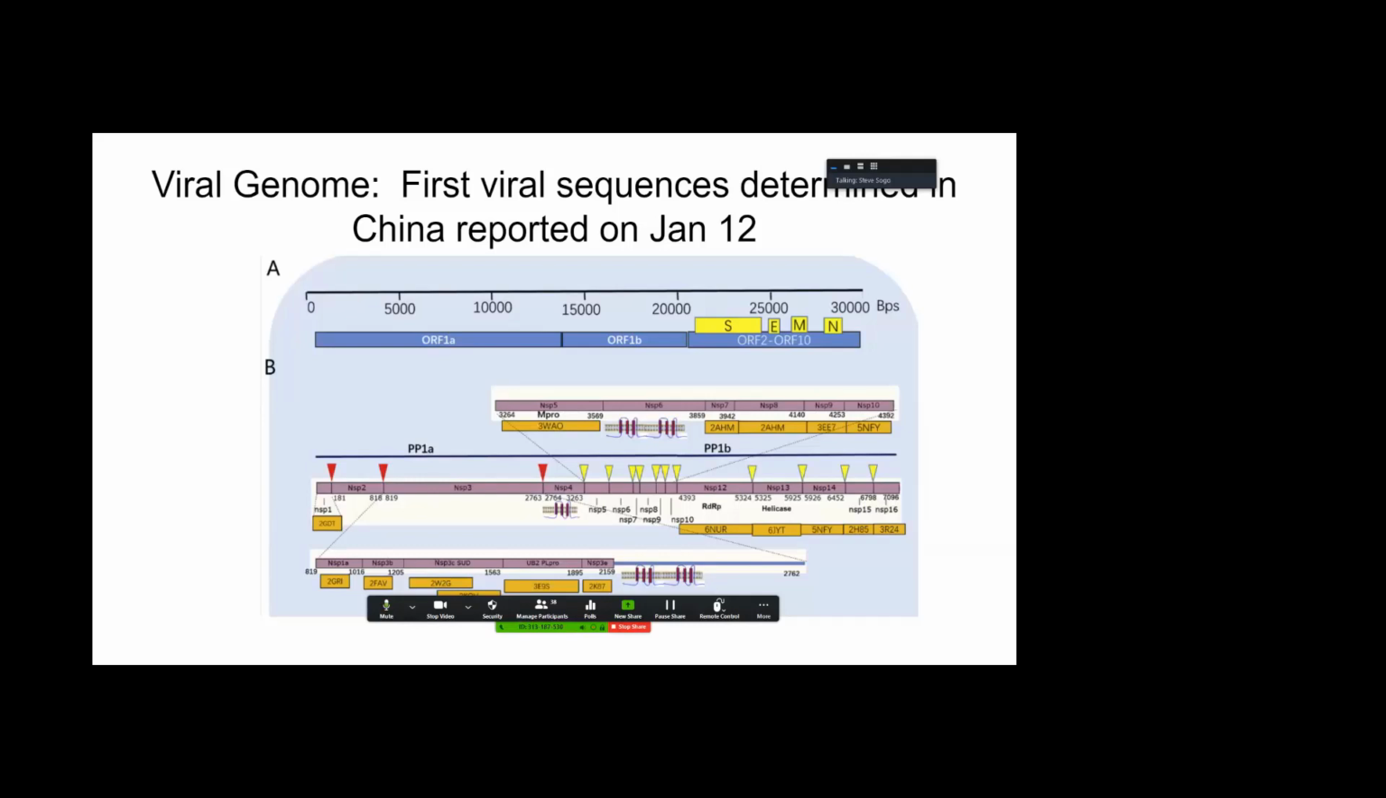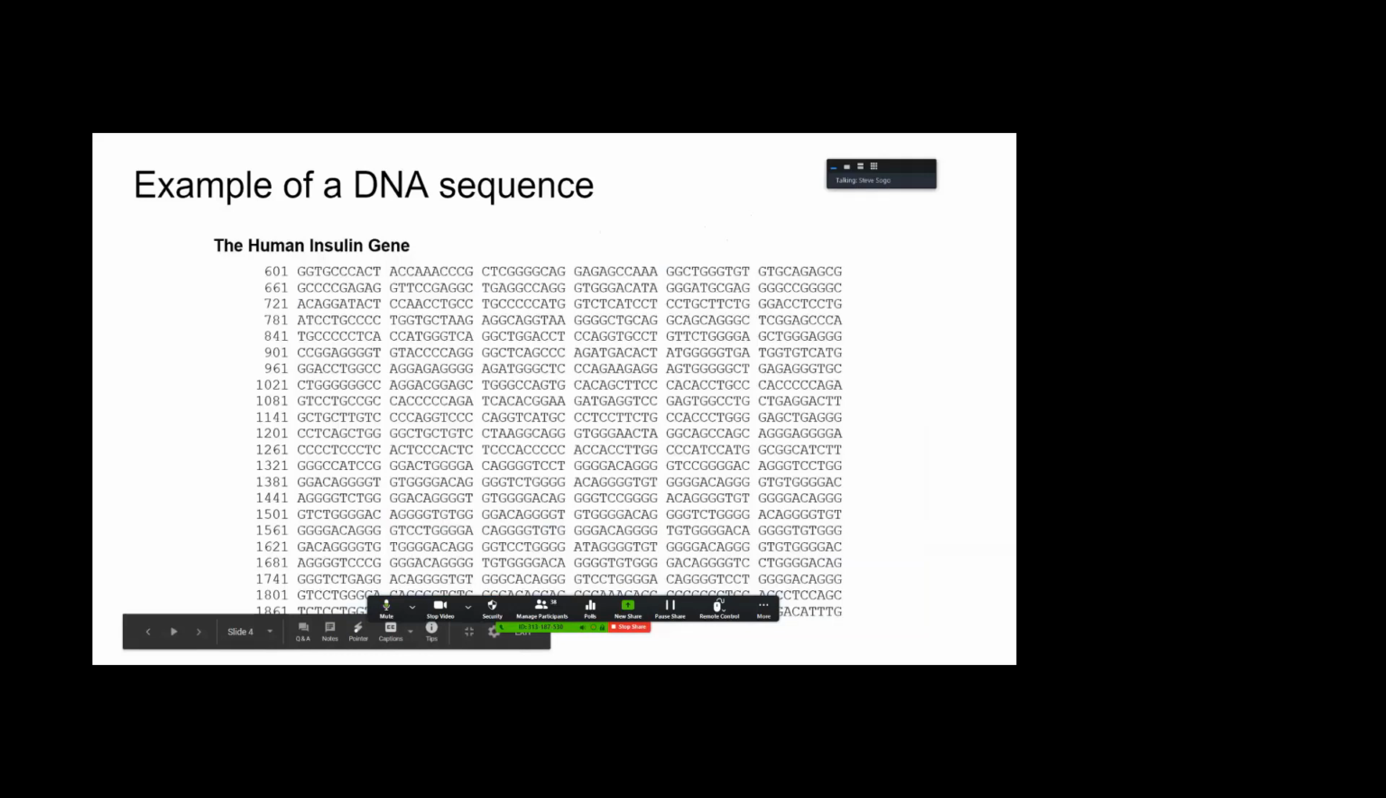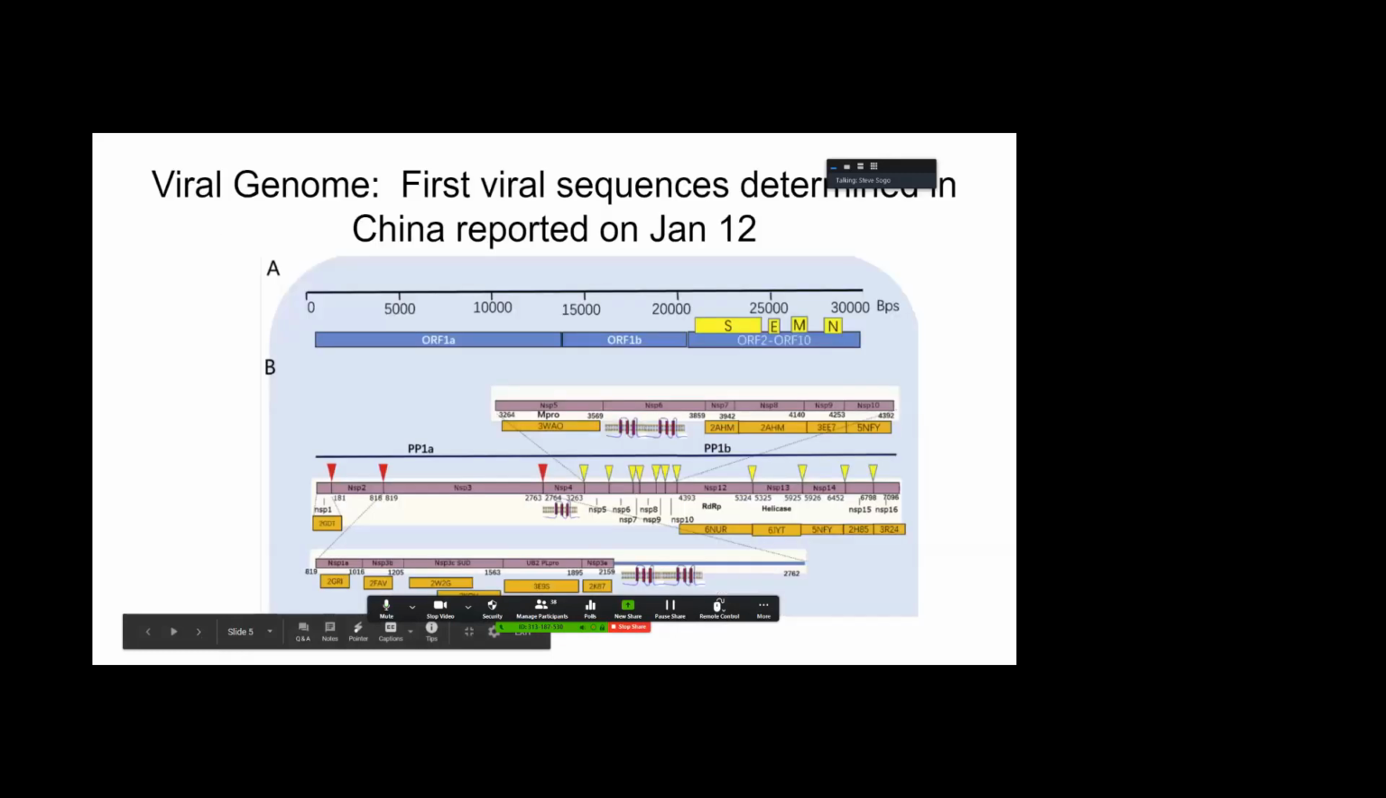And this is probably too complicated for you to understand. But the point is that nobody wants to read 30,000 A's, C's, G's, and T's. So they make what's called a map. And this is a map saying this particular stretch of the viral RNA makes the spike protein that's on the surface.